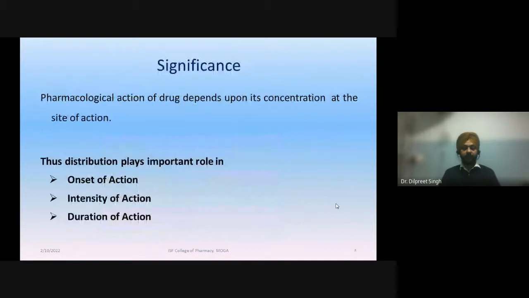Significance. The pharmacological action of a drug depends upon its concentration at the site of action. Thus distribution plays an important role in the onset of action, intensity of action, and the duration of the action.